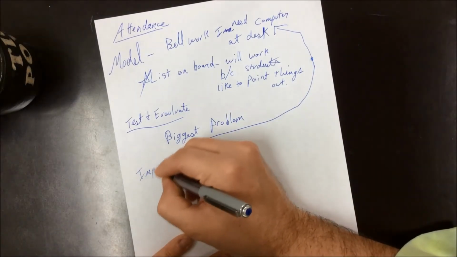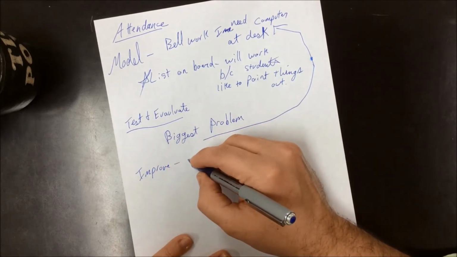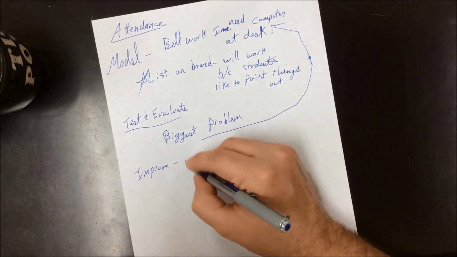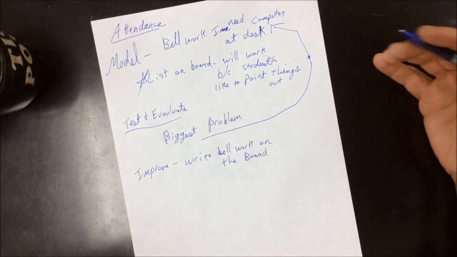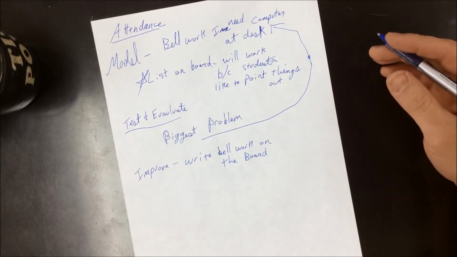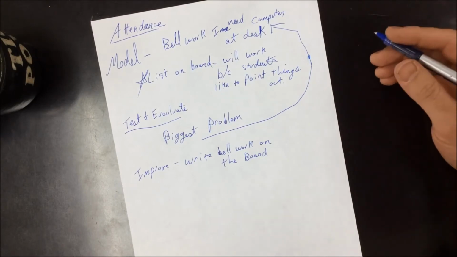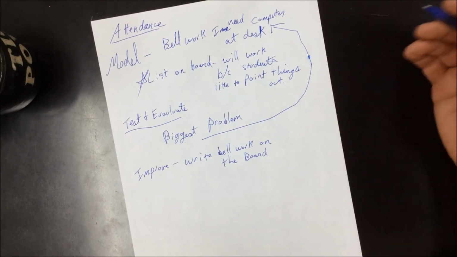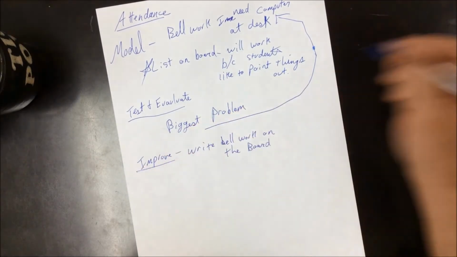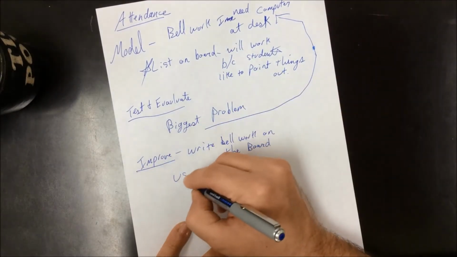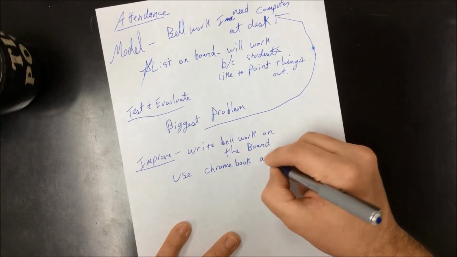So to improve, I could write the bell work, but then I have to erase it all the time. And that doesn't work well. So then it takes me forever to rewrite it. So I don't like that. I could use a Chromebook as a second computer.